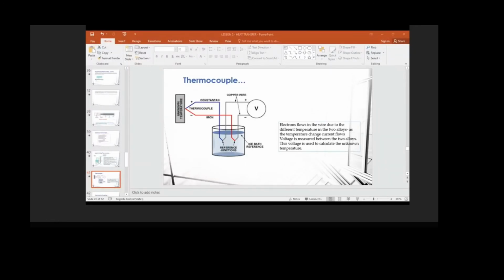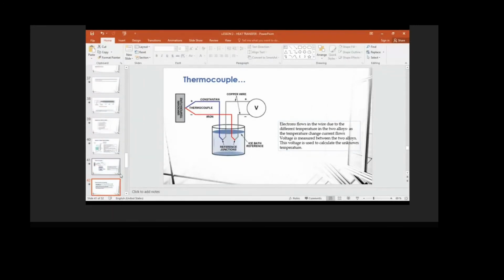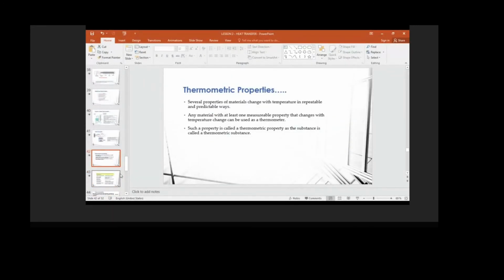All right, so remember, temperature affects current, right? So therefore, because temperature will affect the current, you'll have a change in the voltage in the two wires, and hence we can use that to calculate or to present the temperature reading that is there.